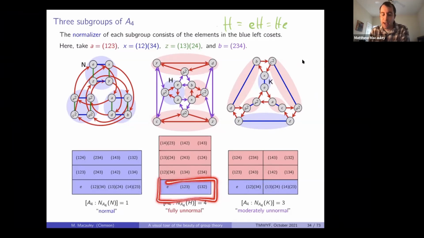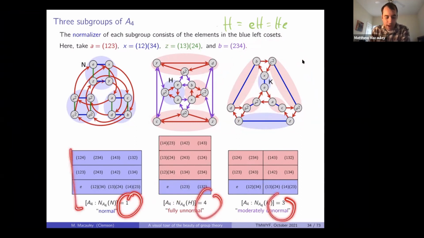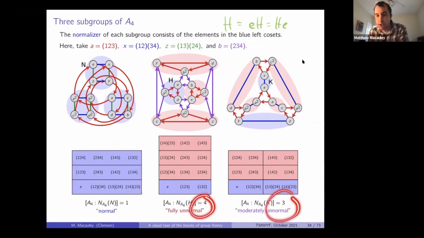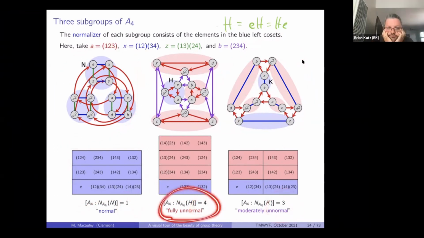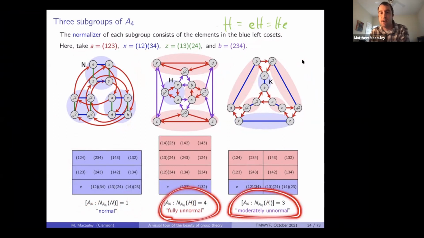And then there's this in-between case where you might have 6 cosets and 2 of them are blue. So you see what these numbers are, 1, 4, and 3? 1 out of 1, or 100% of the cosets are blue. 1 out of 4 cosets are blue. 1 out of 3 cosets are blue. This is really just a way to measure how far from normal a subgroup is. This is as normal as possible. This is fully unnormal, the worst possible case. And this is moderately normal, which is like a good description for where we are right now, sort of post-COVID-ish.